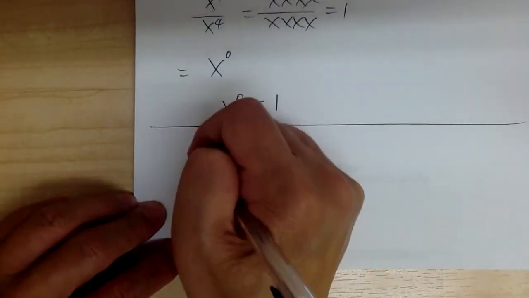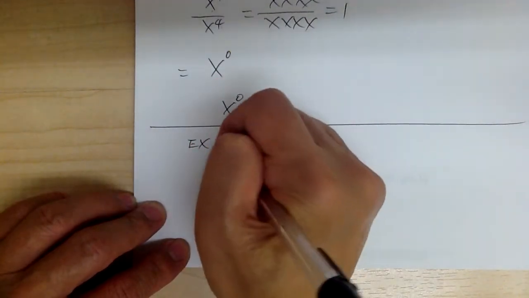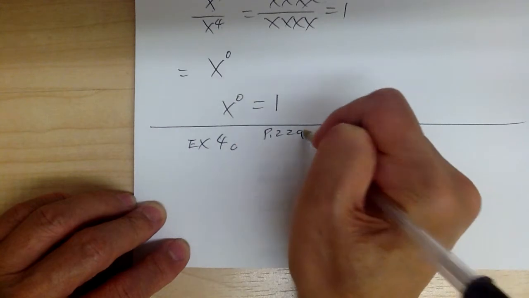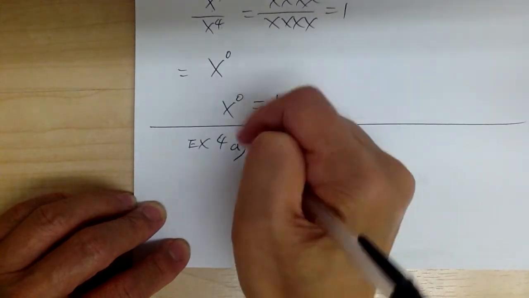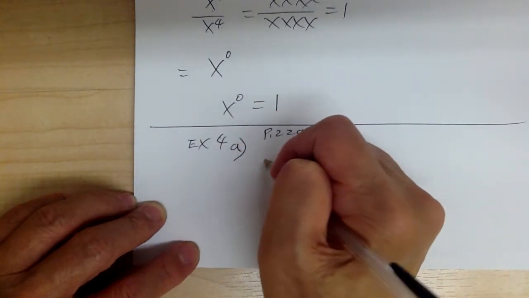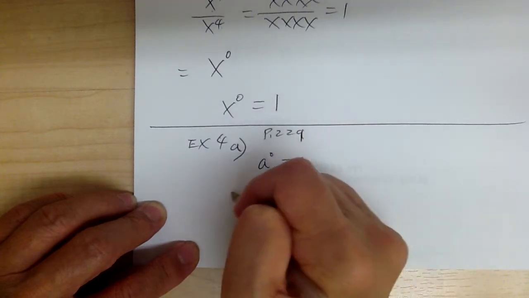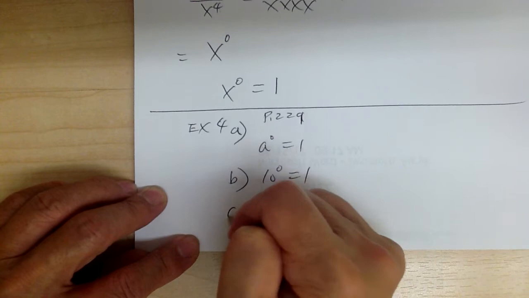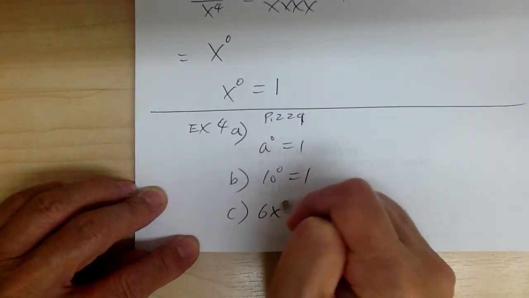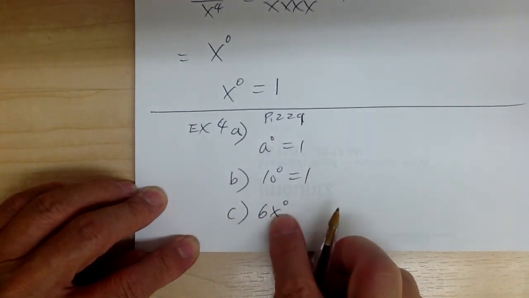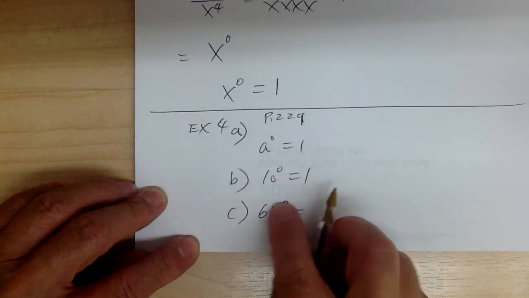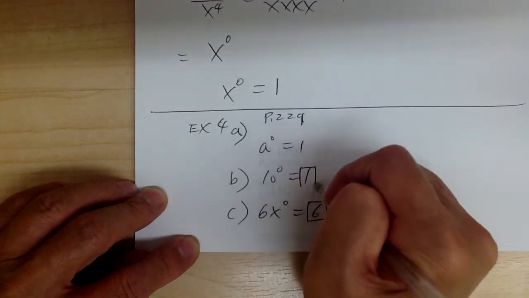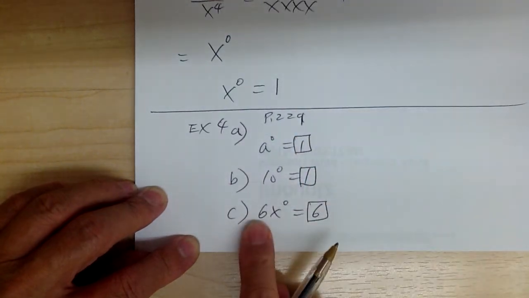So let's go to example 4 on page 229. So example A, you have a to the 0, so this is equal to 1. For B, 10 to the 0, this is equal to 1. C, 6x to the 0. Now, this is 6 times x to the 0. So this part equals 1. So 6 times 1 will give you 6. Okay, because there's a coefficient in front, right?